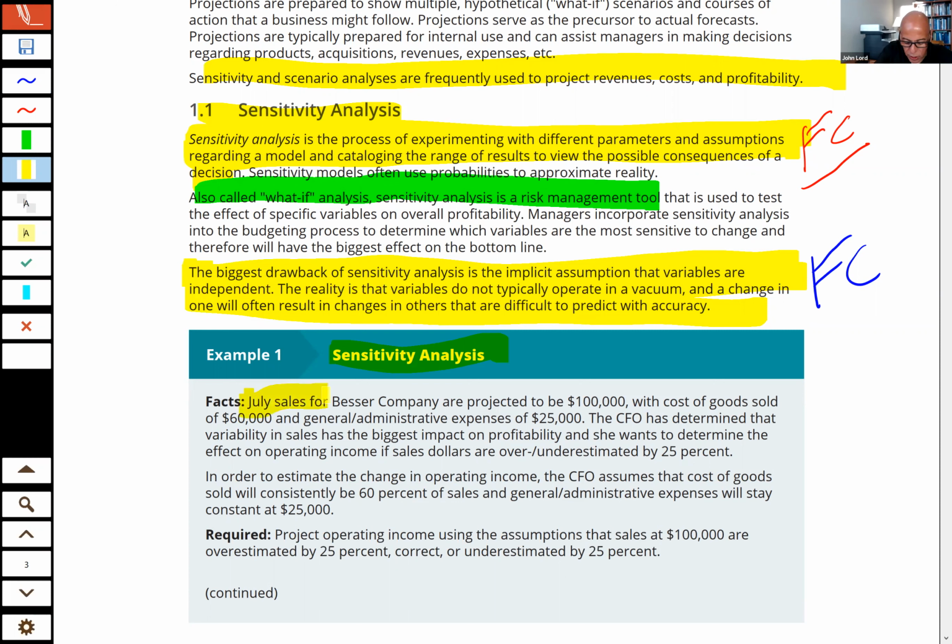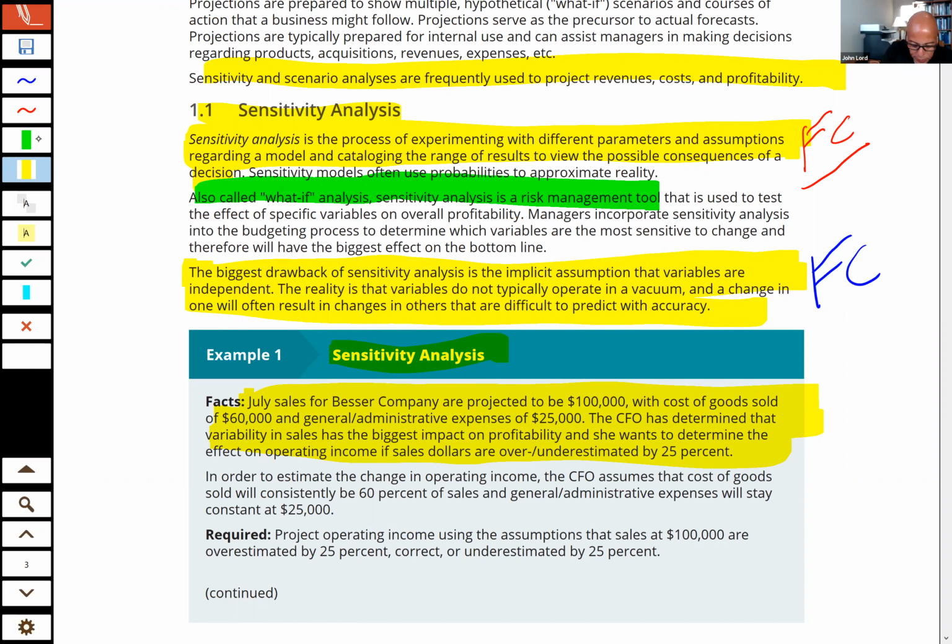So July sales for Besser Company are projected to be 100,000 with cost of goods sold of 60,000 and general administrative expenses of 25,000. The CFO has determined that the variability in sales has the biggest impact on profitability, and she wants to determine the effect on operating income if sales dollars are over or underestimated by 25%. Okay, so that's the range of scenarios. The middle, 100%, go this way 25%, this way 25%, what will be the impact on the operating income?